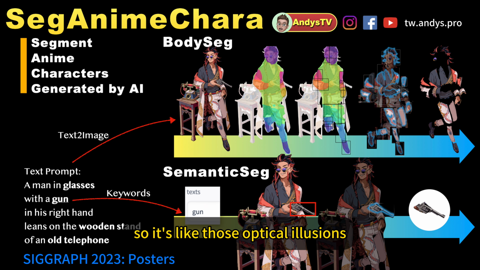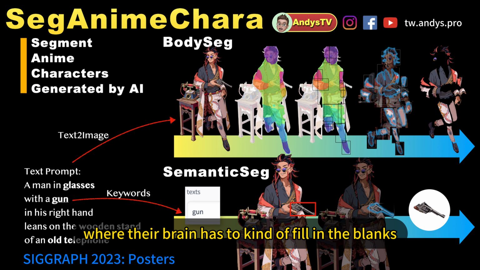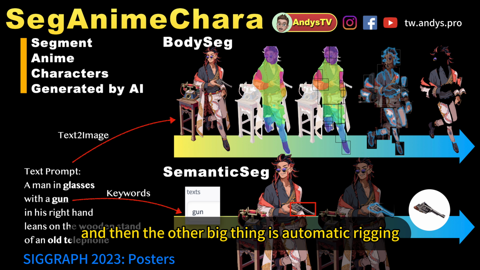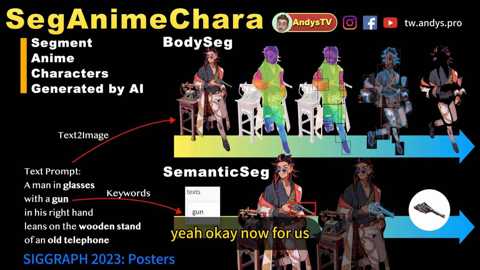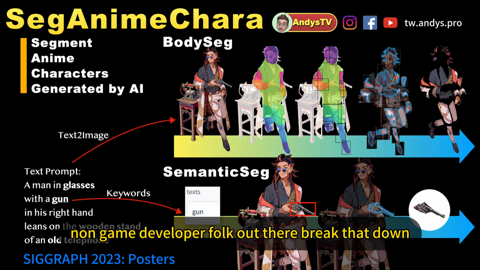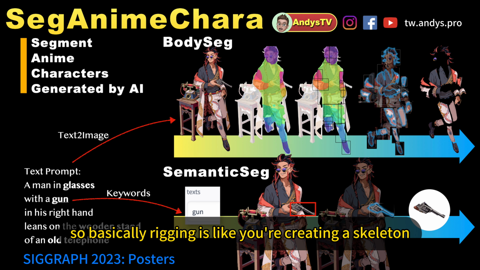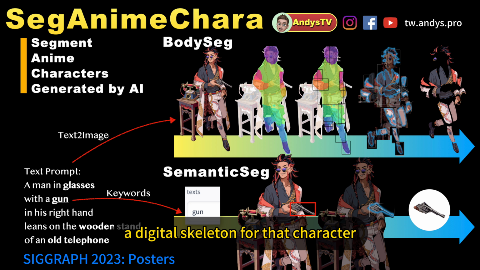So it's like those optical illusions, where your brain has to kind of fill in the blanks. Exactly. That's interesting. And then the other big thing is automatic rigging. Now for us non-game developer folk out there, break that down. Sure. Basically, rigging is like you're creating a skeleton, a digital skeleton for that character, so that you can then animate it. So it can move around? Exactly. Make it come to life.